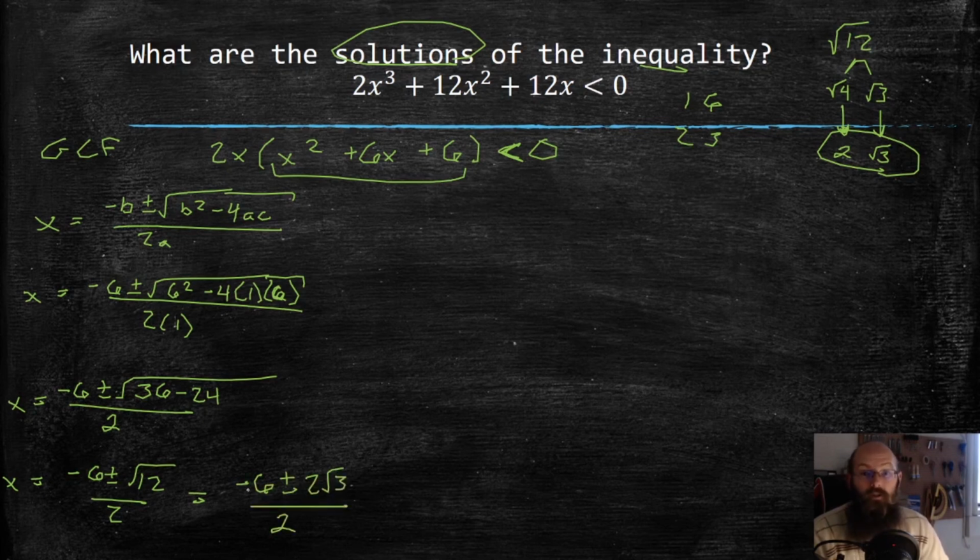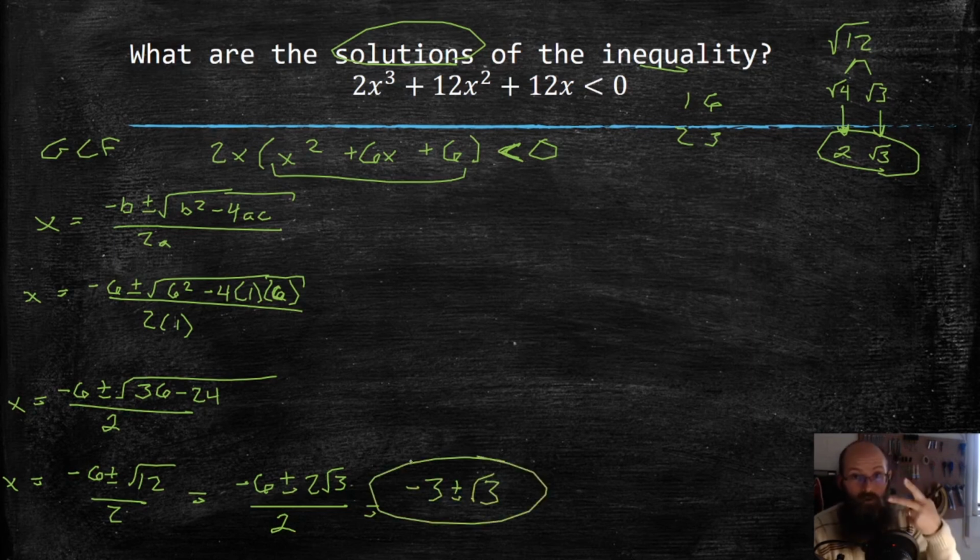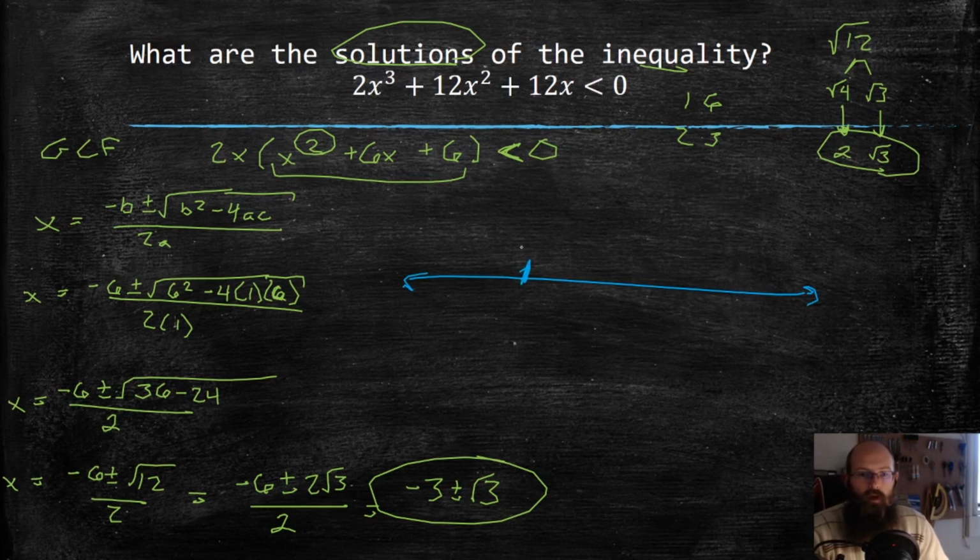And I'm going to cancel a 2 in everything in my numerator and in my denominator, which gets me -3 plus or minus square root of 3. Those are my two zeros from that chunk, which I would have expected. It is a degree 2. All right, so now I'm going to do a quick little number line.